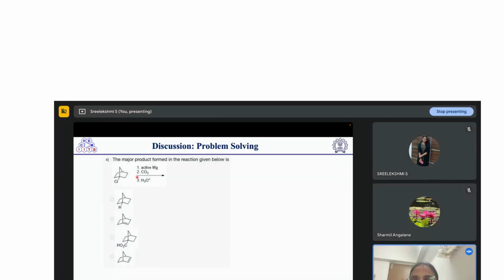Moving to the next question, the major product formed in the reaction given below. That is, this particular compound upon treatment with active magnesium, then in the second step with carbon dioxide, followed by hydrolysis. Out of these four options, which will be the major product? If anyone is here, they can try to answer this question as well.